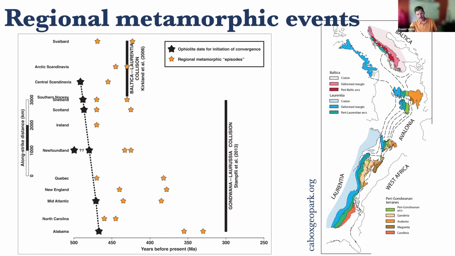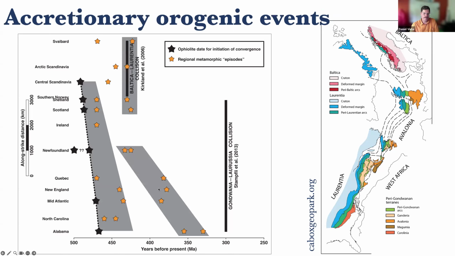And we can go through the system and through the literature. I don't have all the references listed here, but these are different examples of regional metamorphic episodes from across the Appalachian Caledonian system. And you can see that they scatter, but they can be sort of grouped into different events. And these events are being given formal names. So the Grampian tectonic is the early event that closely followed the initiation of convergence.